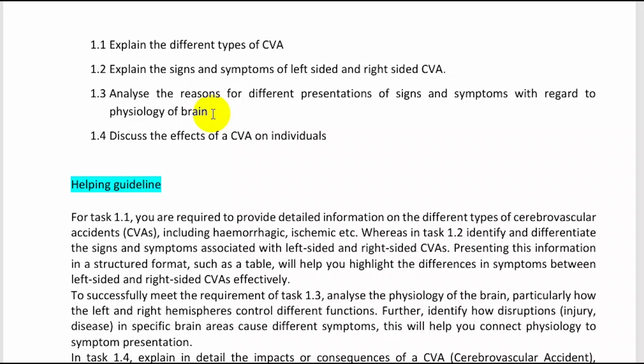Now, for the assessment criteria 1.4, you need to discuss the effects, which are basically the impacts, or you can say the consequences of the CVA on an individual's life, on an individual's body, on an individual's health. So these are all the consequences or the impacts of a disease like stroke on the individual.